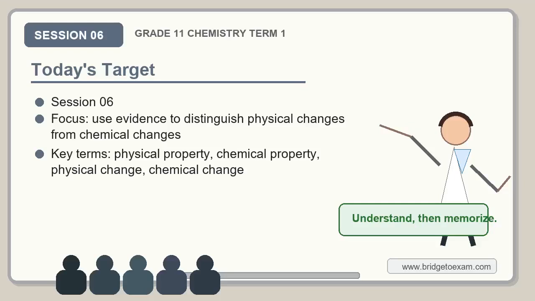Welcome, class. Today our session title is Week 2, Session 6, Physical and Chemical Properties and Changes. We will move slowly and make the chemistry understandable. Your goal is to use evidence to distinguish physical changes from chemical changes. Listen for these key terms: physical property, physical change, chemical change, reactivity.